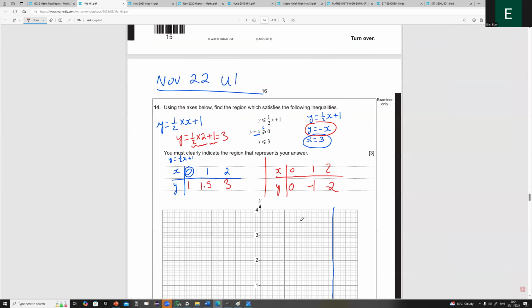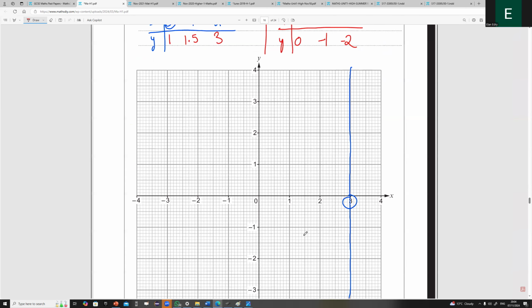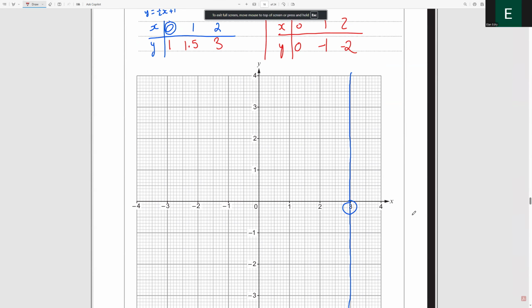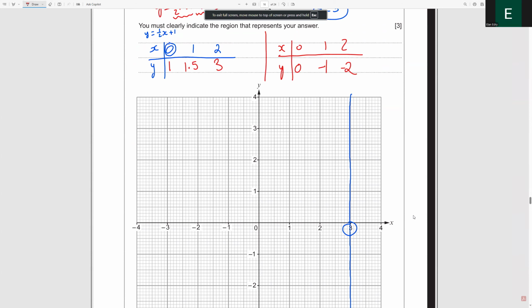We then use these tables to plot the graphs. So y equals half x plus 1. When x is 0, y was 1. When x was 1, y was 1.5. When x is 2, y is 3. Now there's got to be a mistake there. Half times 2 plus 1 is obviously 2. Sorry, half times 2 is 1. I'm being stupid. Sorry. So when x is 2, y is 2.